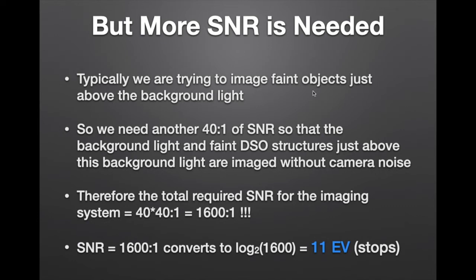Typically, we're trying to image faint objects just above the background light. So we need another 40 to 1 of SNR so that the background light and faint DSO structures just above the background light are imaged without camera noise. So we have a nice 40 to 1 in our target, but we need another 40 to 1 from the lowest values, the faint values in the target, to the noise of the camera. So therefore we have a total required SNR of the imaging system of 40 times 40 to 1, which is 1600 to 1.